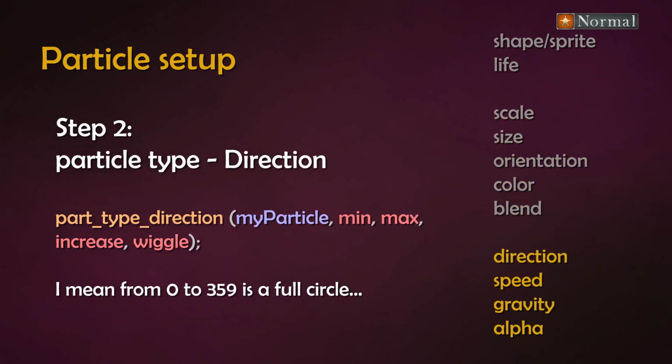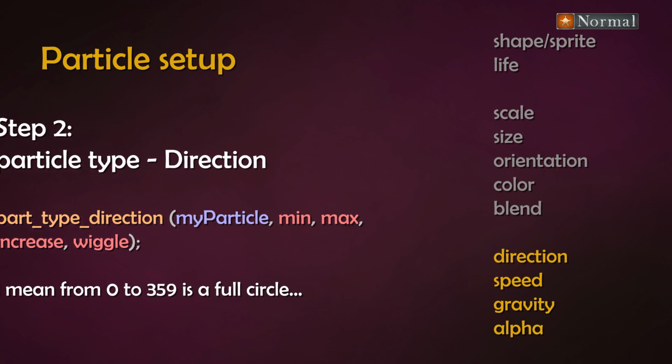Where it goes. In the type direction, you define the movement direction to head to. Note that 0 is right, 270 is down, and so on. Define the range of direction to go. For example, 0 and 359 is a full circle. The next value lets you increase the direction. If you put any other value than 0, then it will result in a swirl movement.